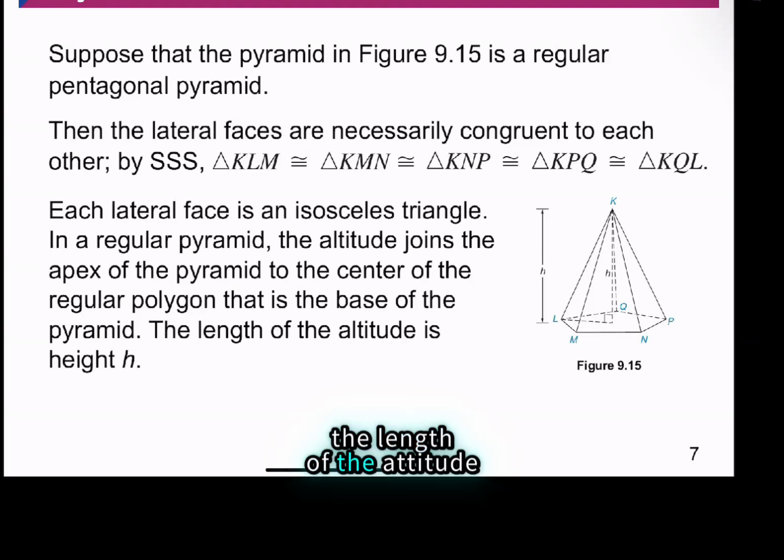The length of the altitude is the height from the center of the base, the perpendicular line going towards the apex, K. That is the altitude of the pyramid.